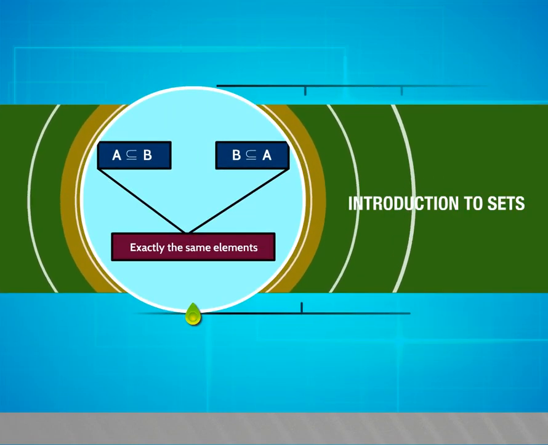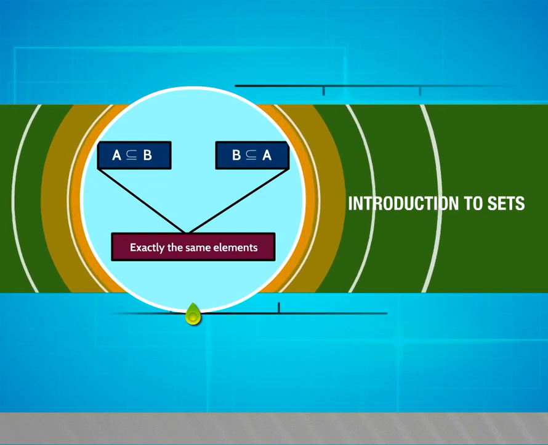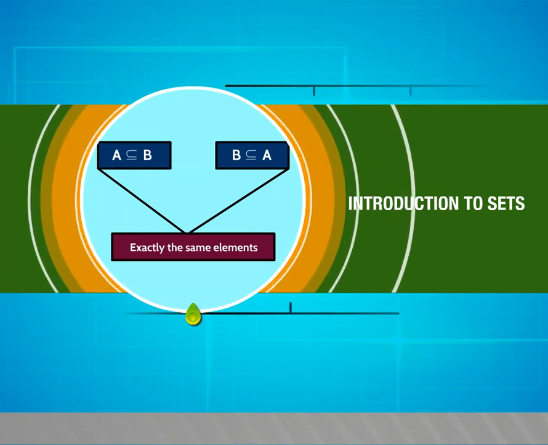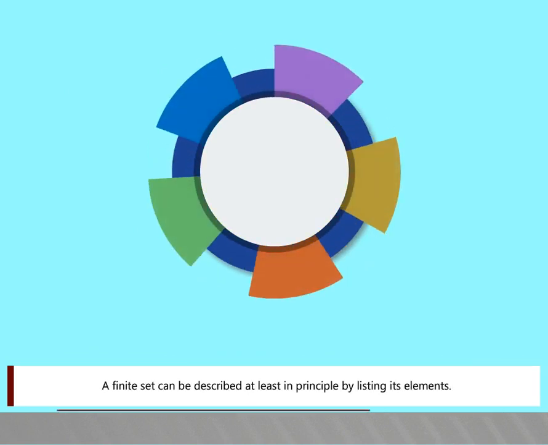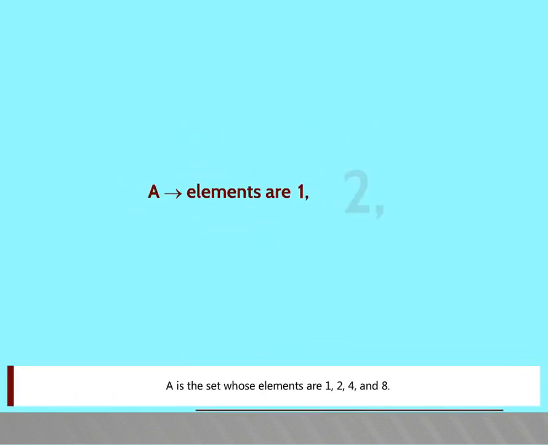Introduction to sets. In this video, we are going to see about introduction to sets. A finite set can be described, at least in principle, by listing its elements. The formula A = {1, 2, 4, 8} says that A is a set whose elements are 1, 2, 4 and 8.